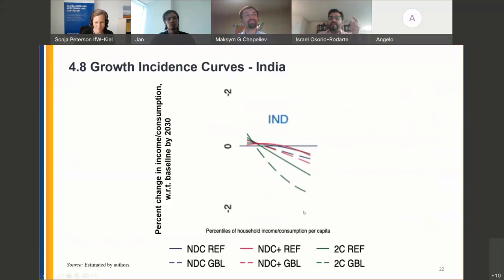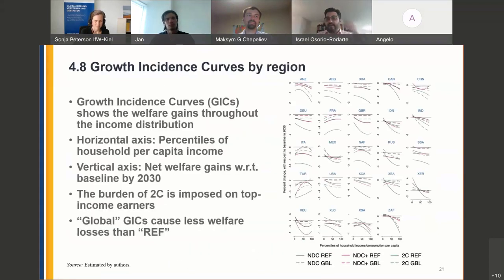So this is very relevant, and what is driving this progressive effect is two things. In one part, it is the increase in non-food prices that affects top income earners more, but mostly it is the reduction in their relative wages, that is, the reduction in wages for skilled labor. As global economic output declines, demand for skilled labor reduces, and this reduces the relative wage premium. And this is what we observe throughout the different regions.